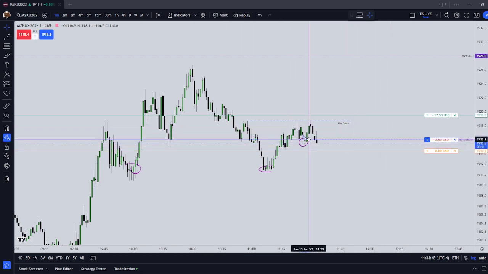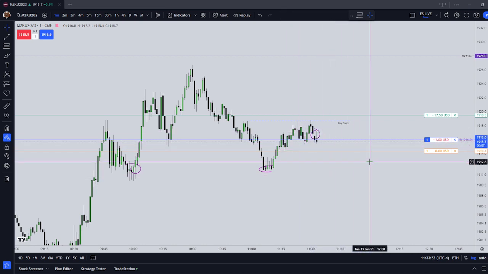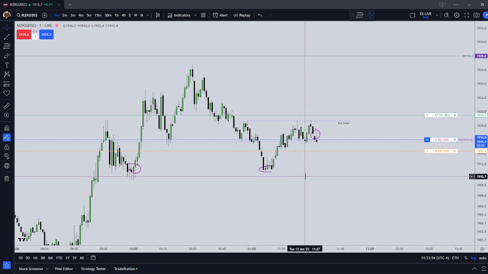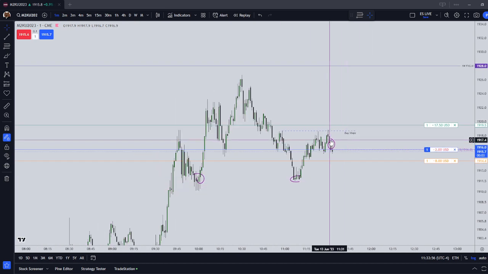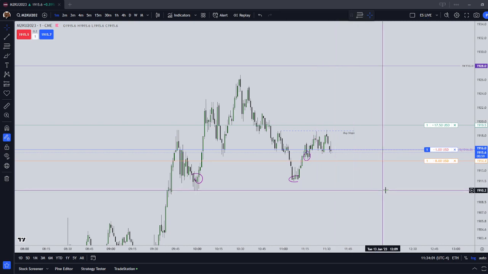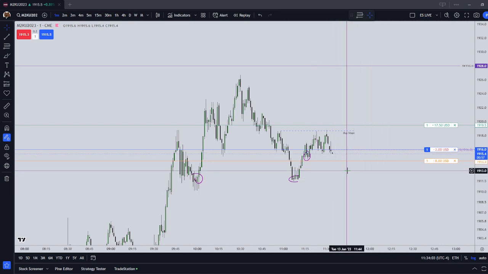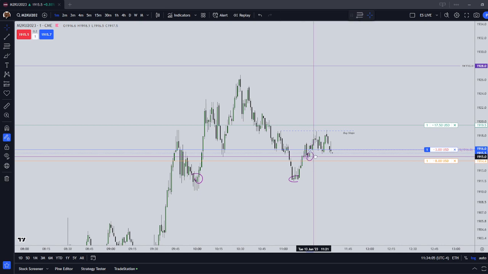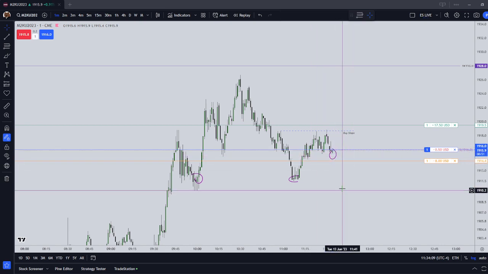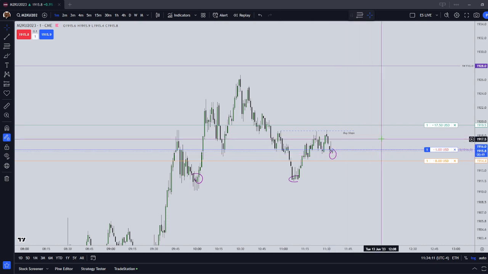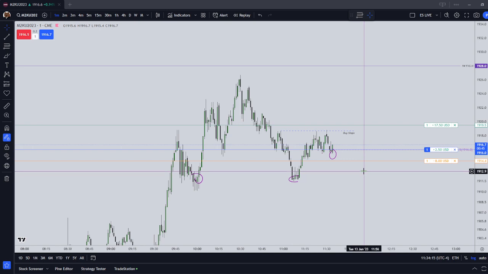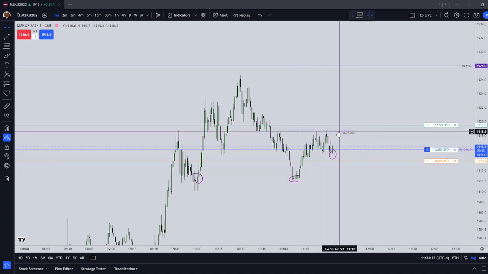So it did give me a tiny little reaction, but it just moved up to this inefficiency right here, and it kind of looks like maybe it wants to just reject that. But we've got two signatures lined up close to one another, and whenever you see that, that's a good chance that this is deception. This is a little bit of what I would call micro accumulation.